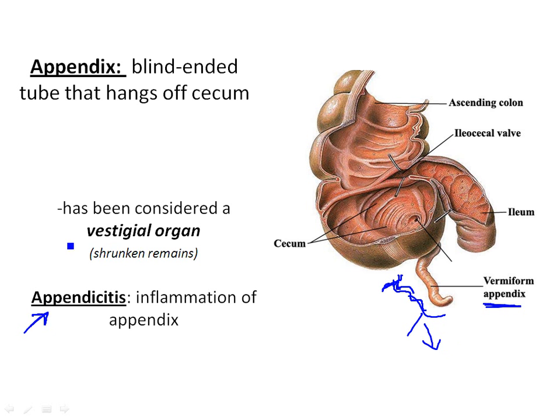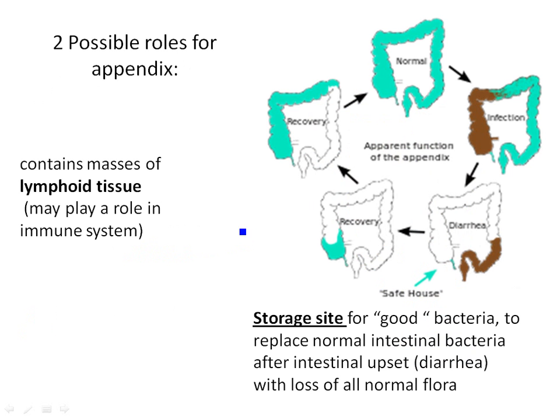Now, in the past, the appendix has been considered a vestigial organ, and that word means that it once had a function, but it no longer does. Okay? That it was some type of remains of something that once had an important function. Nowadays, there is a little more thought that the appendix might have a better role in life. Of course, you can live without an appendix. A lot of people live very well and do not notice they're missing it. But it's been found that there are masses of lymphoid tissue within the appendix, and this could serve to help protect us, a role in the immune system.